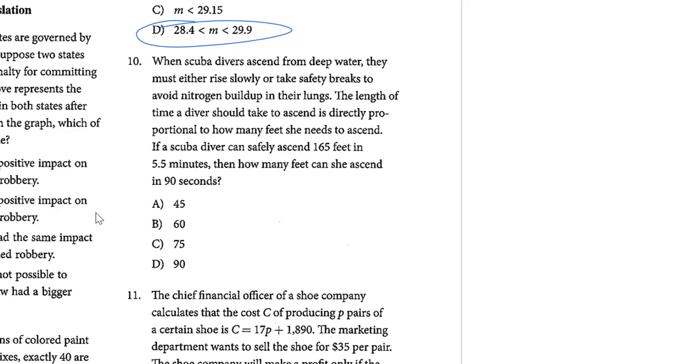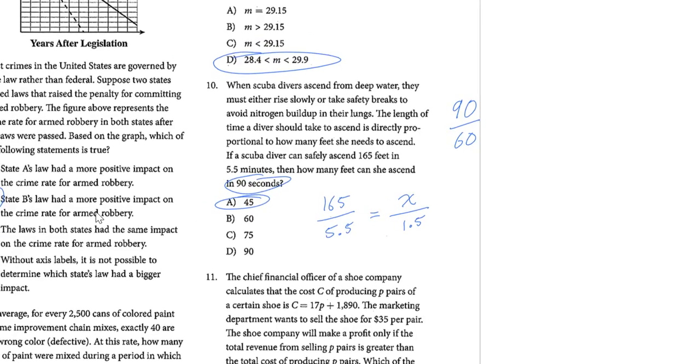So first off, we know that we can go 165 feet in 5.5 minutes. So we want to figure out how many feet in 90 seconds. Well, to go from seconds to minutes, I would divide this by 60. Just like if I wanted to go the other way, I could also multiply this 5.5 by 60 to convert to seconds. Either way, we're going to end up with the same answer. I just chose to go this way, so that gives me 1.5 minutes. Again, kind of our cross-multiplying strategy here, we'll end up with X is equal to 45. So choice A. So you can go up 45 feet.